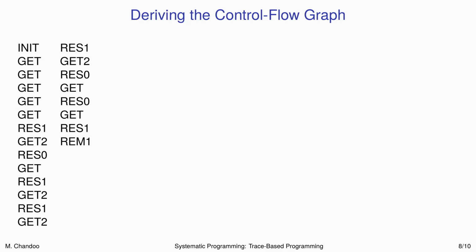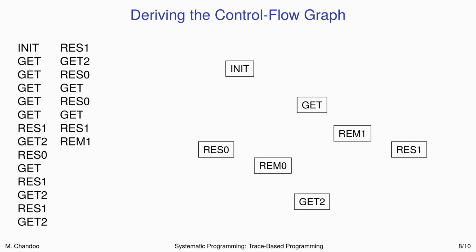Next, we need to draw a vertex for each operation. Since init is the first operation, we draw an arrow pointing to it to indicate that it is the start operation. Then we look at every pair of operations that occur consecutively and draw an edge between them. The first such pair is init to get. Then get to get. And the next pairs are the same, so we can skip to the next new pair, which is get to res1. And then we continue with this procedure.